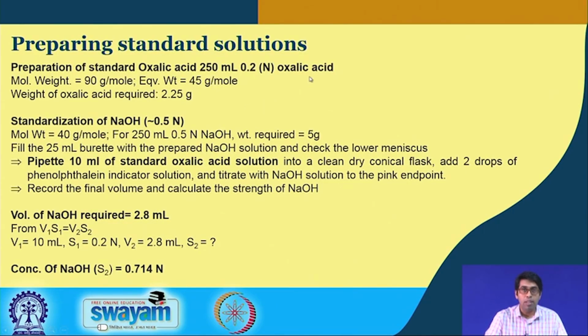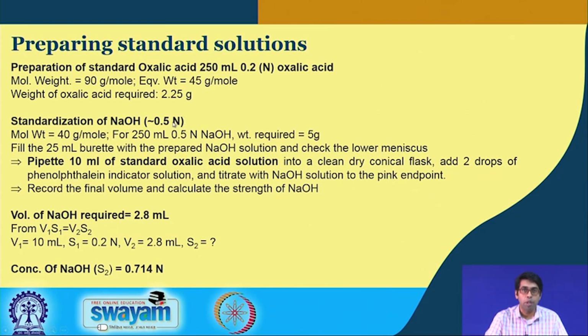This is the calculation that was used when the standard solutions were prepared. So, 250 ml of 0.2 normal oxalic acid was prepared, and here the molecular weight is given. Based on the volume that you need and the strength that you want to make, we can calculate that only 2.25 grams of oxalic acid was required. So, it was weighed out and dissolved in 250 ml of water to make the standard solution, and then that standard solution was used to standardize sodium hydroxide.